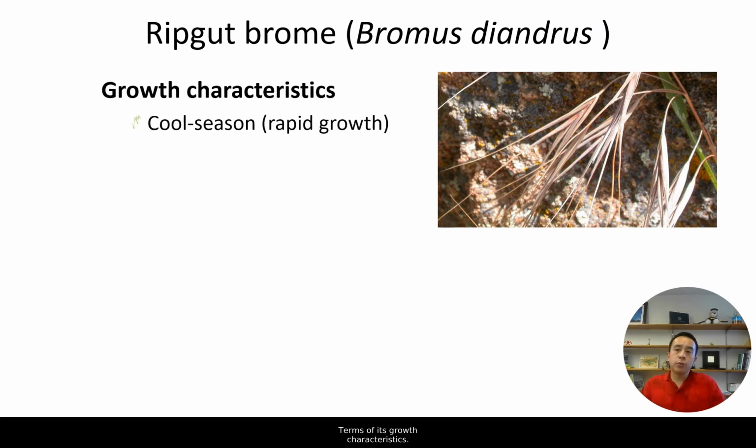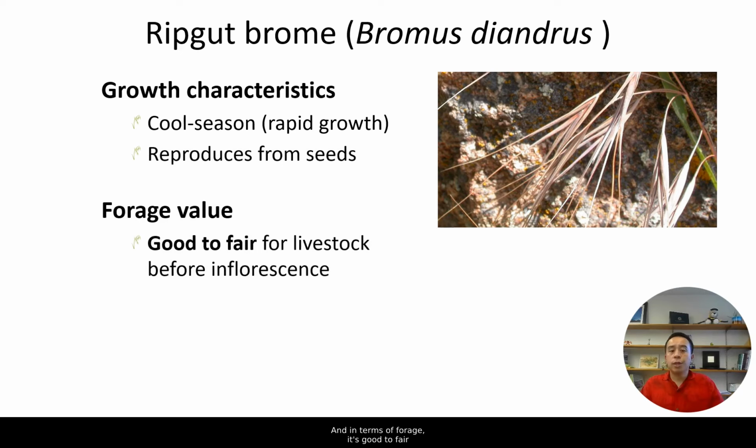In terms of its growth characteristics, it's a cool season plant, but it grows rapidly. It germinates when it first rains in the fall or winter, and then it grows rapidly in the winter as well as in the spring, and then it's at seed. It reproduces only from seeds. In terms of forage, it's good for livestock before it flowers, but essentially becomes worthless at maturity because of these long awns that are unpalatable and because of the barbs on those awns.